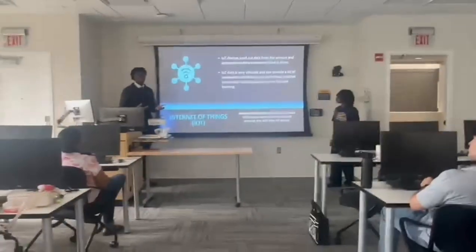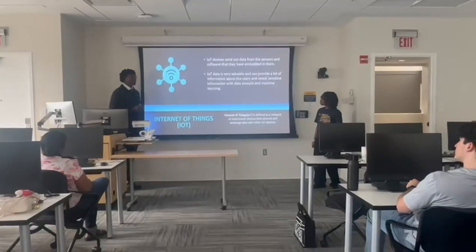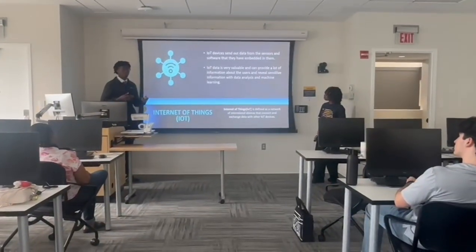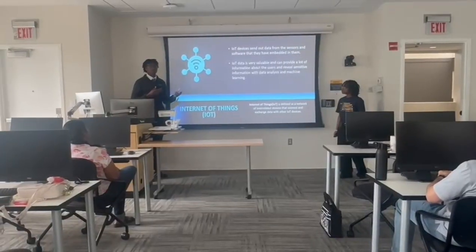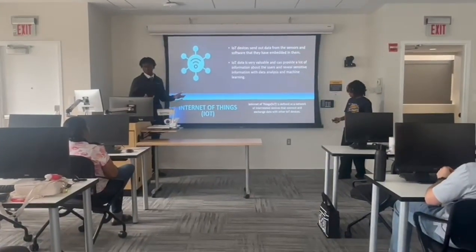An example of this is like a Ring doorbell camera. It's equipped with a motion sensor and a video camera that's able to send signals through the house's Wi-Fi that the user can see and can activate.